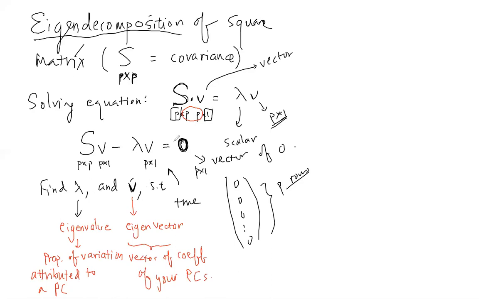Okay, so then technically, how do we solve this equation? To solve this equation, there's a way to do it, which is you take the determinant. Let me just simplify it first. From here, you can simplify it as follows: S minus lambda I. You factorize this part here.